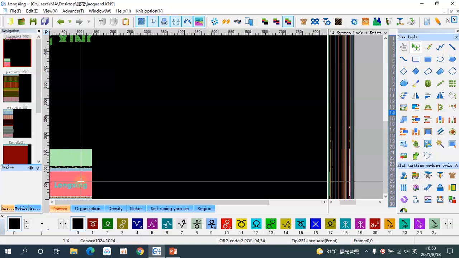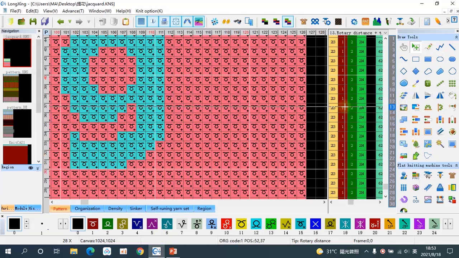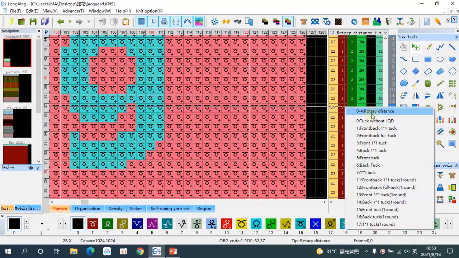Now in this pattern, in function line 213, right-click. The first row shows the rotary distance. The default value is 1. The second row shows the Lycra tack type of jacquard. The setting is only effective for jacquard color.